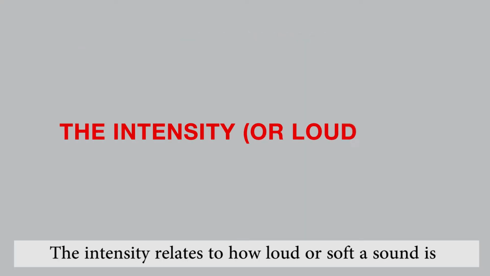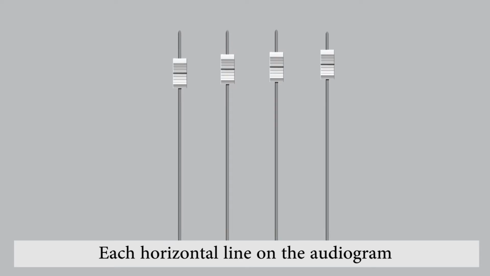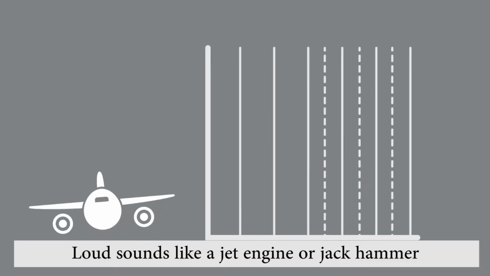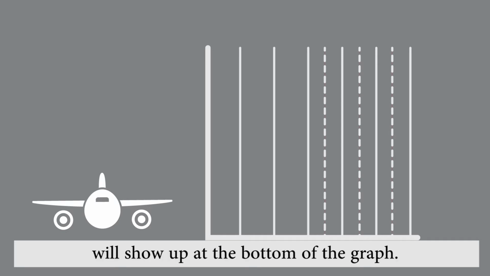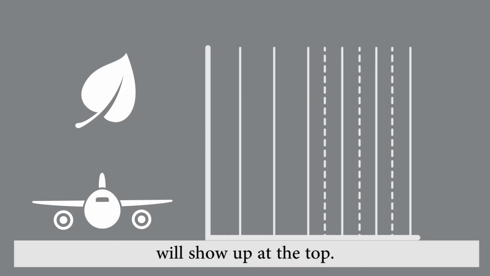The intensity relates to how loud or soft a sound is and is measured in decibels. Each horizontal line on the audiogram represents a different intensity level. Loud sounds like a jet engine or jackhammer will show up at the bottom of the graph. Quieter sounds like running water or leaves rustling will show up at the top.